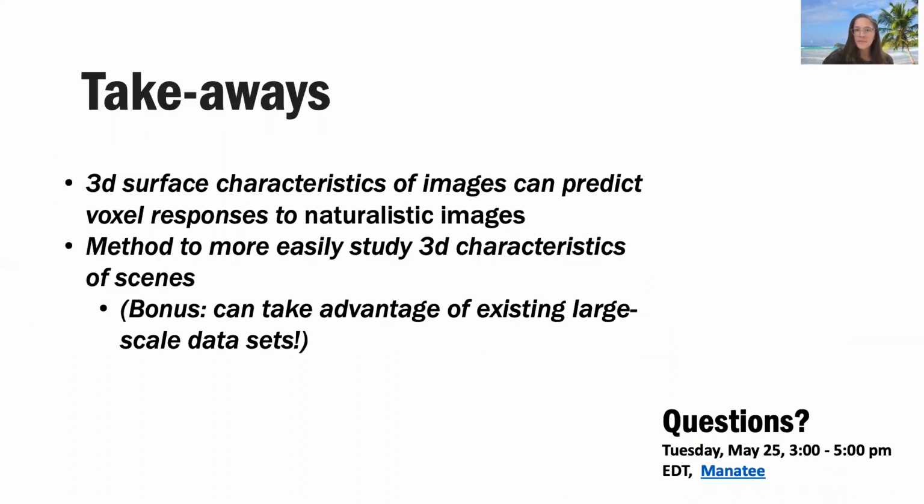And some takeaways that I'm excited about are, first, even for naturalistic images, scene-selective areas care about these surface properties. And then also the fact that we can estimate the 3D info of a scene using DNNs means we may not need to construct artificial 3D environments to study the 3D properties that scene areas care about. And I'm extra excited. This means that we're able to take advantage of existing large-scale data sets and hopefully make it much easier to make more progress on these questions.